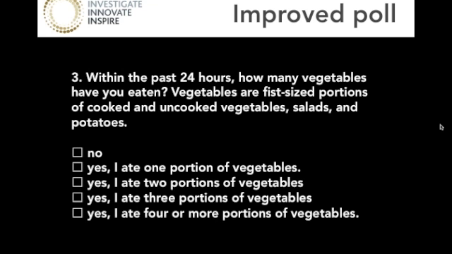All right, so I want to give you a really quick example of an improved question, one that with any luck begins to have better validity and reliability. The third question in this poll: within the past 24 hours, how many vegetables have you eaten? Because the term vegetables is very open-ended, one of the other things you can do in a question when necessary is to provide a definition. This question says vegetables are fist-sized portions of cooked and uncooked vegetables, salads, and potatoes.